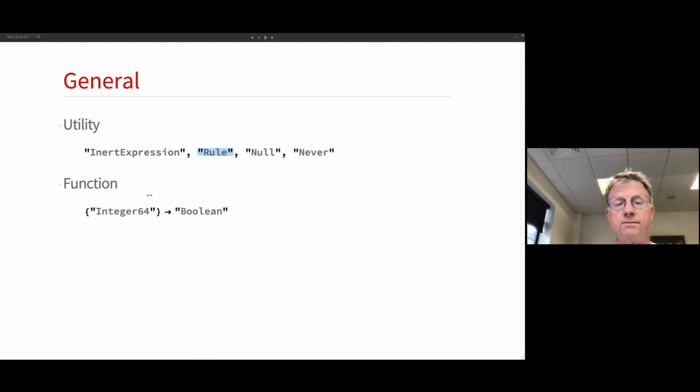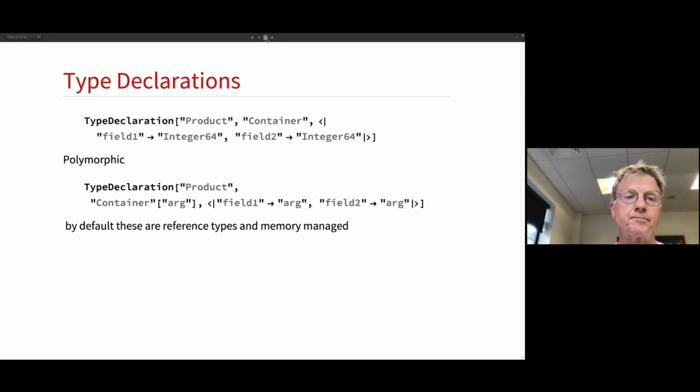We also want to support functions, so passing functions as arguments and so on. Here's how we represent a function type. These are the arguments: this takes a 64-bit integer and returns a Boolean. Just giving the type says nothing about the implementation. It's just saying what the contract of the function is.